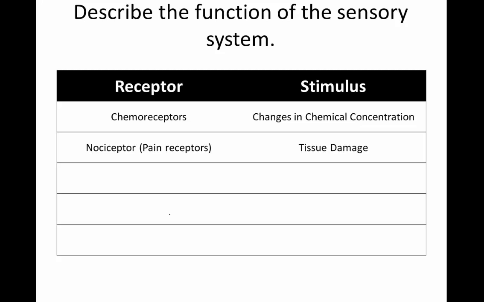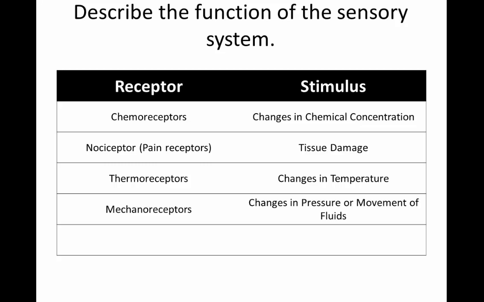Nociceptors, or pain receptors, are stimulated by tissue damage. Thermoreceptors are stimulated by changes in temperature. Mechanoreceptors are stimulated by changes in pressure or movement of fluids. One example of this would be a change in pressure due to touch. The process of movement in fluids is related more to hearing and balance. And so we have fluid in our ears that moves upon hearing sound and then stimulates sensory neurons. Photoreceptors are stimulated by light energy.